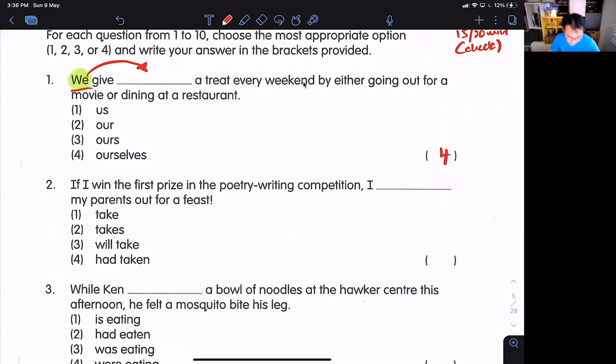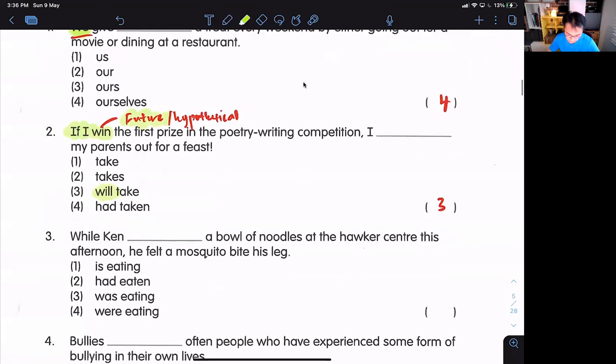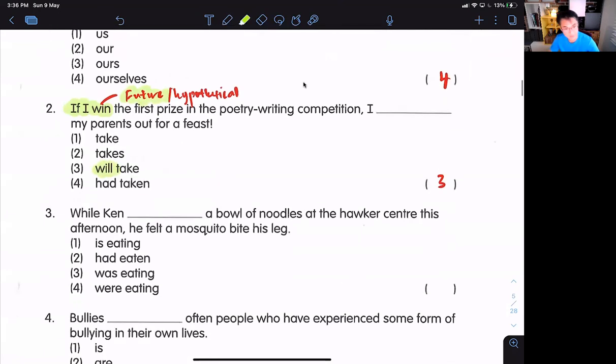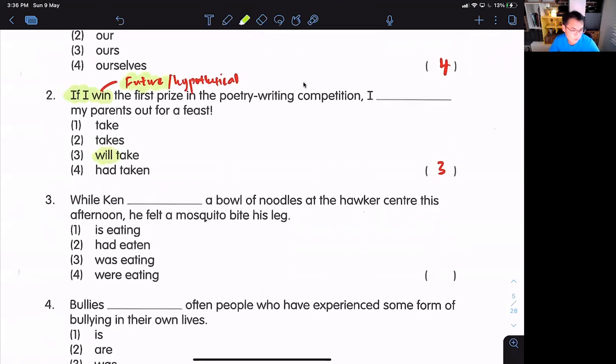Next, if I win, so again here, if I win, this is a future hypothetical situation that has not yet happened, right? So if I win, I will take my parents out for a feast, all right? So this is a future hypothetical, therefore I will use the future tense, all right? I will take my parents out for a feast, okay, which is the right thing to do. If you are winning a prize, always express your thanks to your parents, all right?